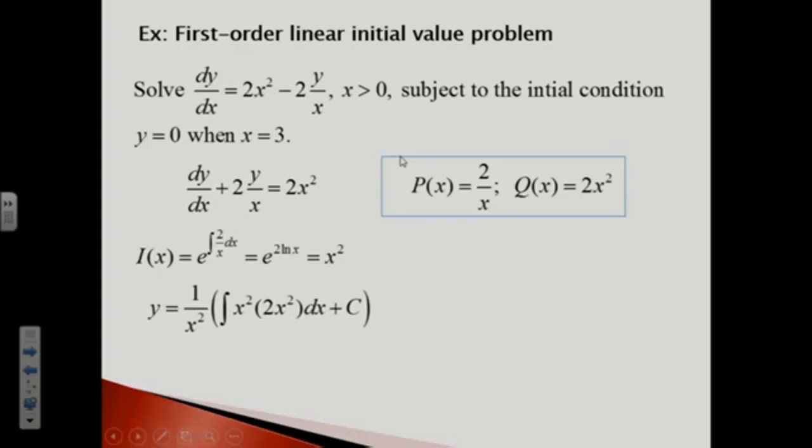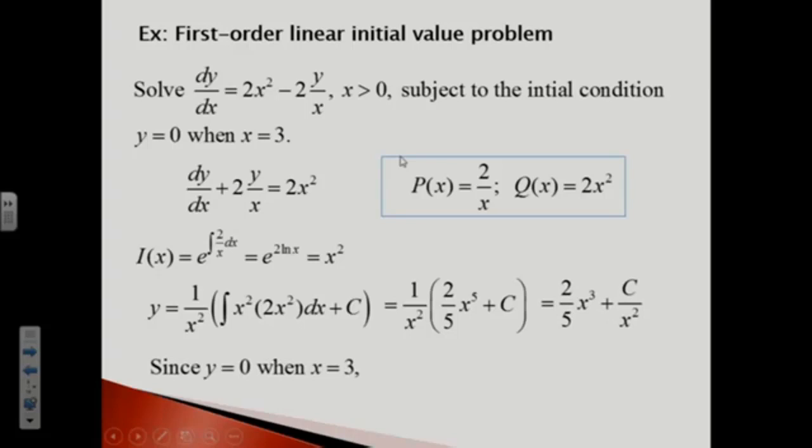The general solution of the differential equation is given by the formula y = 1/x squared multiplied by the integral of x squared times 2x squared dx plus c. The integral is 2/5 x to the 5th, so the solution is y = 2/5 x cubed plus c/x squared. To find c, note that because y = 0 when x = 3, it follows that 0 = 2/5 (3 cubed) plus c/3 squared. We find c = -486/5.